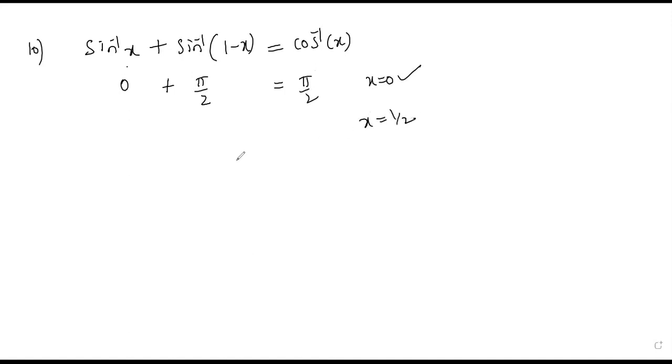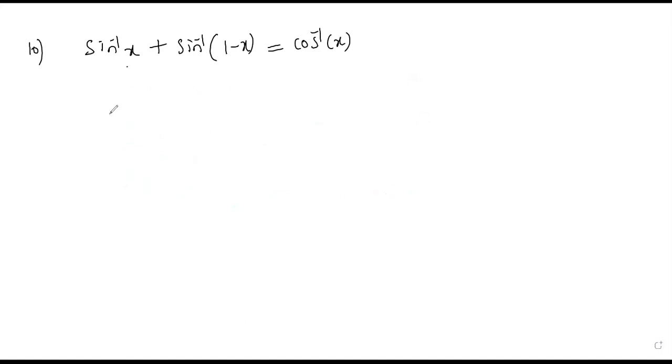Next, you put x value 1 by 2. Sine inverse 1 by 2 is pi by 6. Sine inverse of 1 minus 1 by 2, which means sine inverse 1 by 2, is pi by 6. Cos inverse 1 by 2 is pi by 3. So that is also satisfying. But x equal to 1 does not satisfy, because sine inverse 1 is pi by 2, sine inverse of 1 minus 1, sine inverse 0, is 0, and cos inverse 1 is 0. So not satisfying. Even minus 1 does not satisfy, because for x equal to minus 1, 1 minus x becomes 2, and sine inverse of 2 is not defined. So just verify the options and you will get x value 0 and x value 1 by 2.